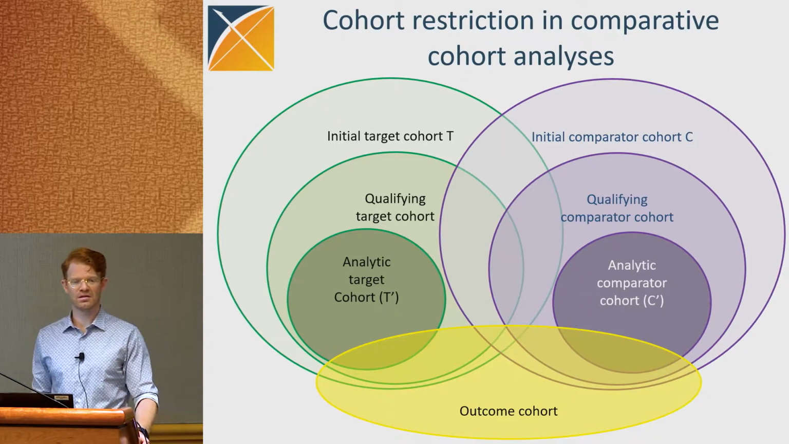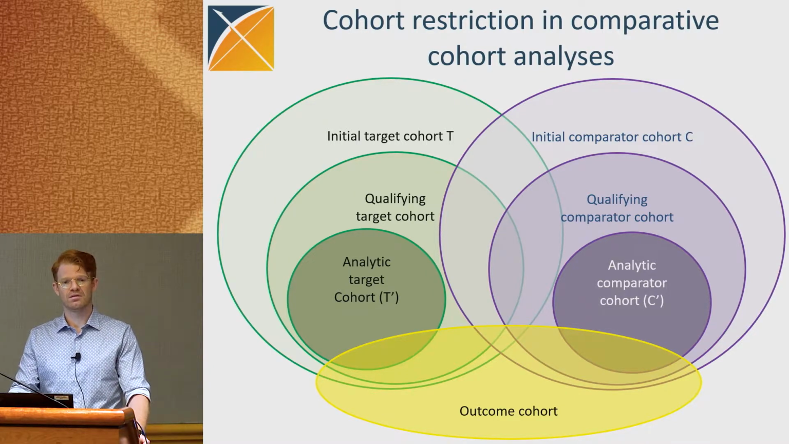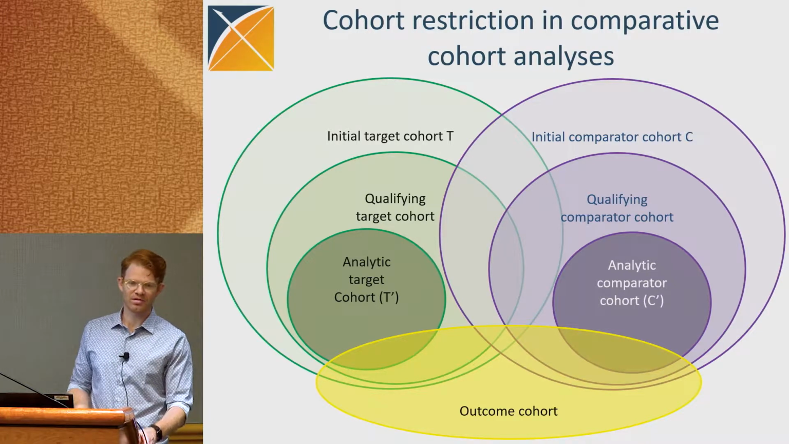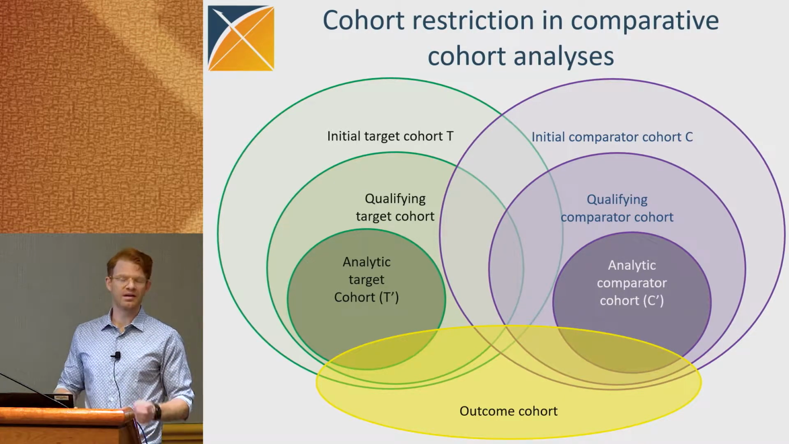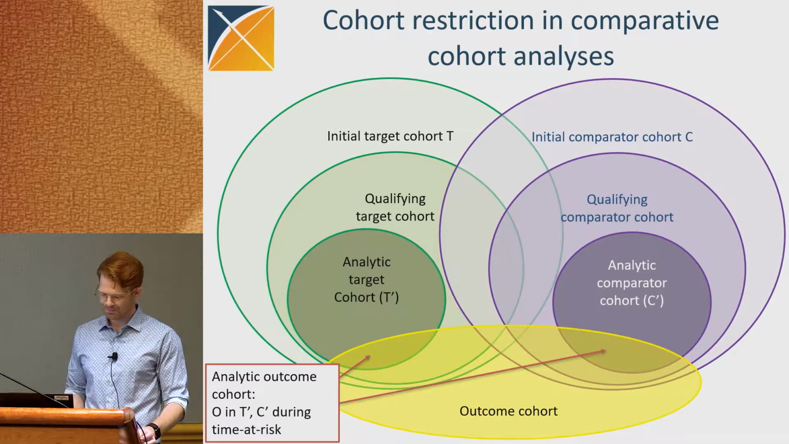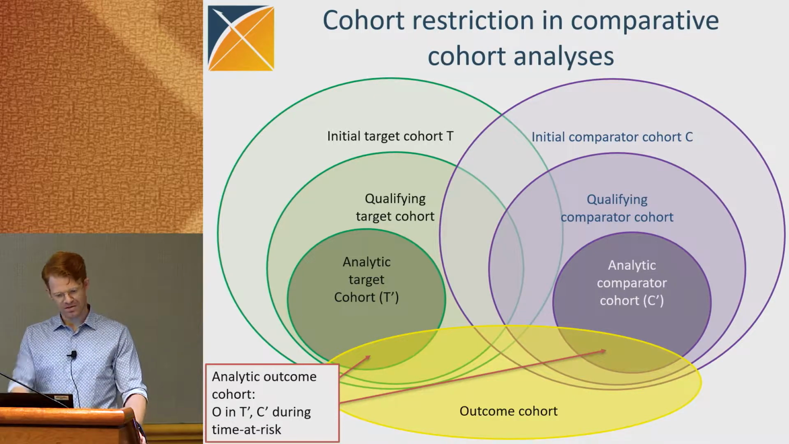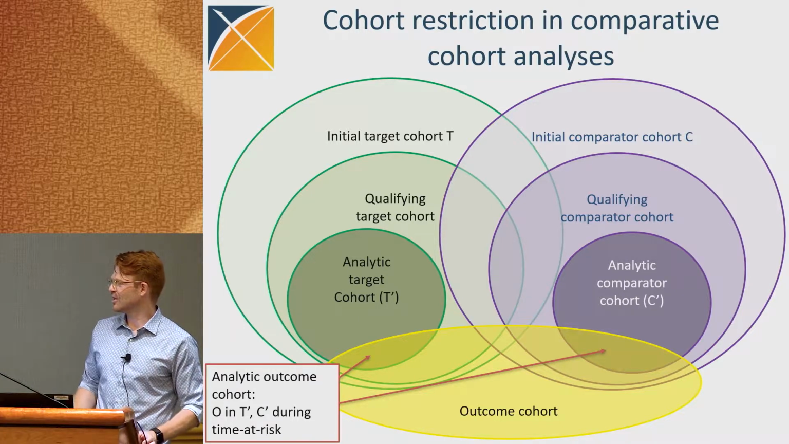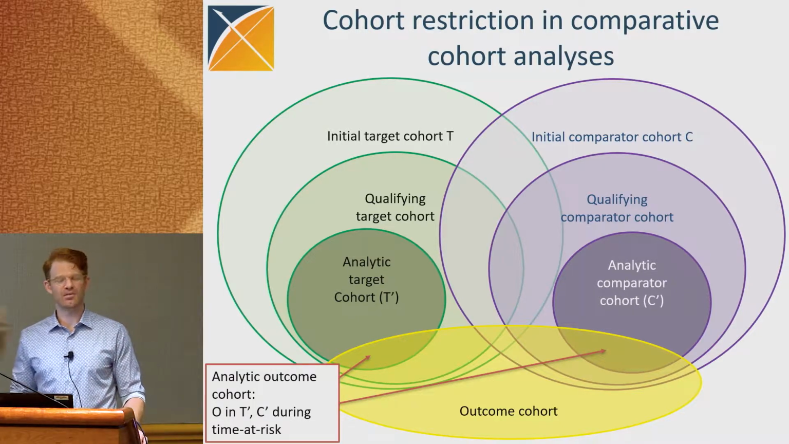But the system will only count outcomes that occur after exposure, right? Like there is a time. Yeah, okay, yes. That's part of the analytic specifications that go into this. So here it is, like you saw that coming. The analytic outcome cohort: there are the outcome patients in the T prime and C prime during the time at risk that you specified.